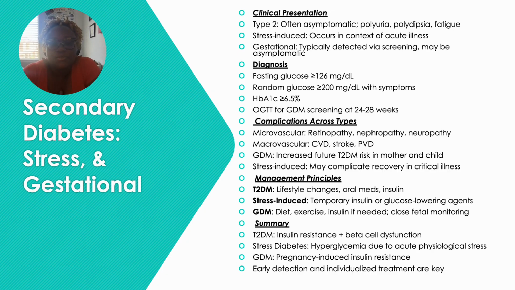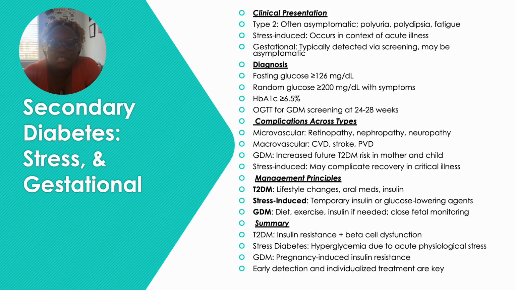How do we diagnose these? Fasting glucose greater than 126 milligrams per deciliter. Random glucose, that's going to be greater than or equal to 200 milligrams per deciliter with symptoms. Your hemoglobin A1C is going to be greater than or equal to 6.5. Your OGTT for gestational diabetes screening is at 24 to 28 weeks.